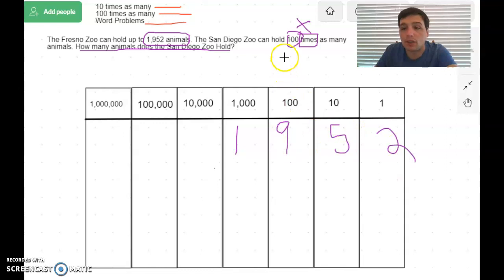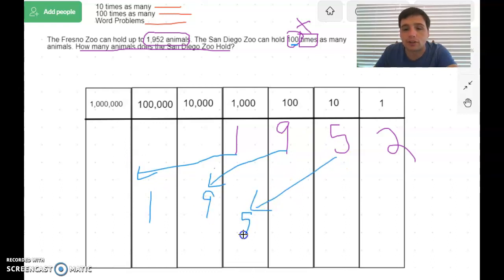So I put it in my place value chart, and I multiply it by 100. 100 has 2 zeros, so everything's going to go over 2 spaces. 1, 2. My 1,000 becomes 100,000. My 900 becomes 90,000. My 5 tens become 5,000. My 2 ones become 200. 0 at the end. And my new answer is 195,200.